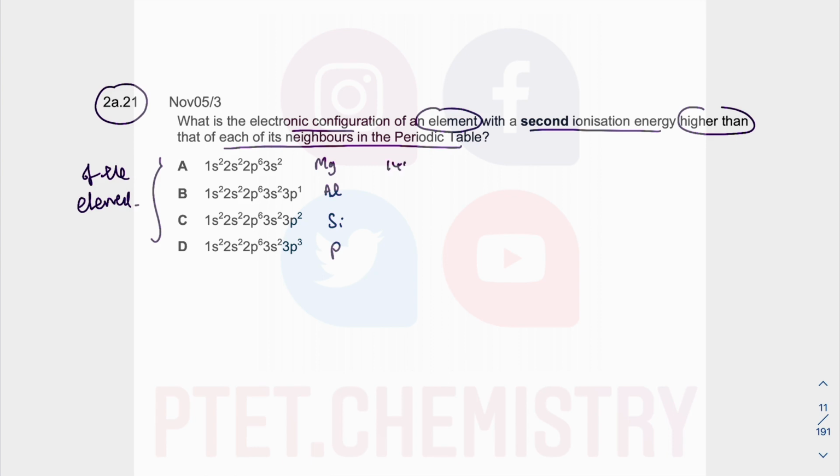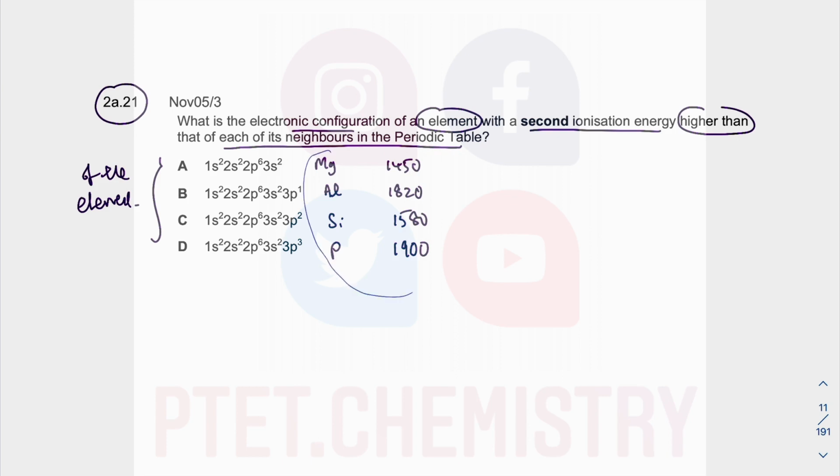So 1450, 1820, 1580, and 1900. These are the values of the second ionization energy. Higher than each of its neighbor. So higher than each of its neighbor.